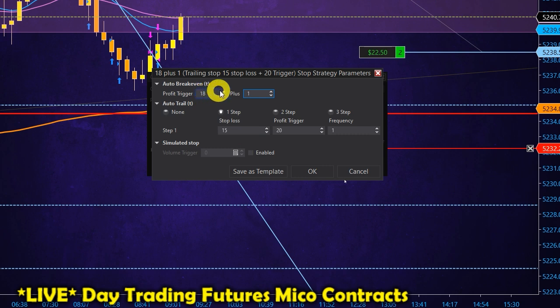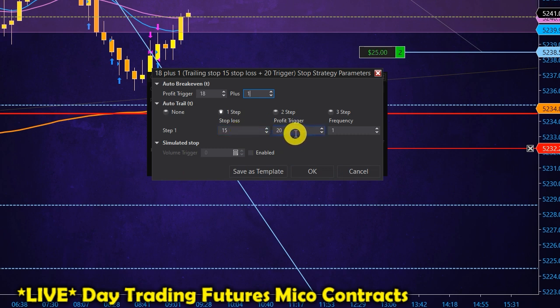So 18 ticks away, everything goes to break even plus 1. When it gets to 20 ticks, look at profit trigger here, 20 ticks, that's 2 more ticks. It'll start to trail and keep me 15 ticks behind. So when it breaks even, I'm 1 tick above break even, right? I'm 1 tick above break even. When it gets 2 ticks higher up, what's this? Wait a minute, maybe I didn't do this right because I don't want it to push me under my stop loss. So I think that's what's going on here. So I just realized I did that wrong.